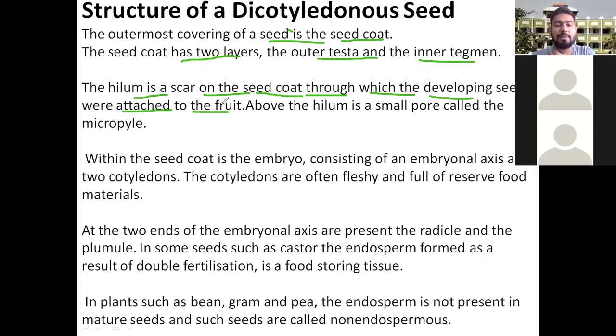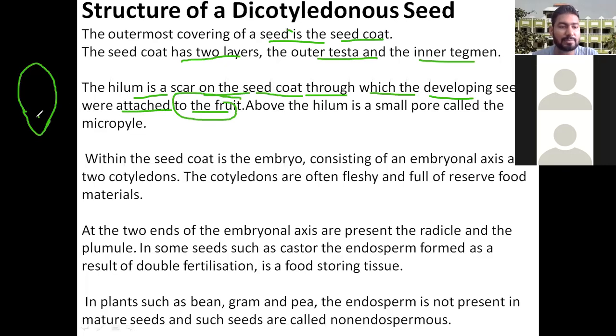Hilum is a scar on the seed coat through which the developing seed was attached to the fruit. Suppose this is the seed; where is the hilum? The hilum is the scar on the seed coat through which the developing seeds were attached to the fruit.